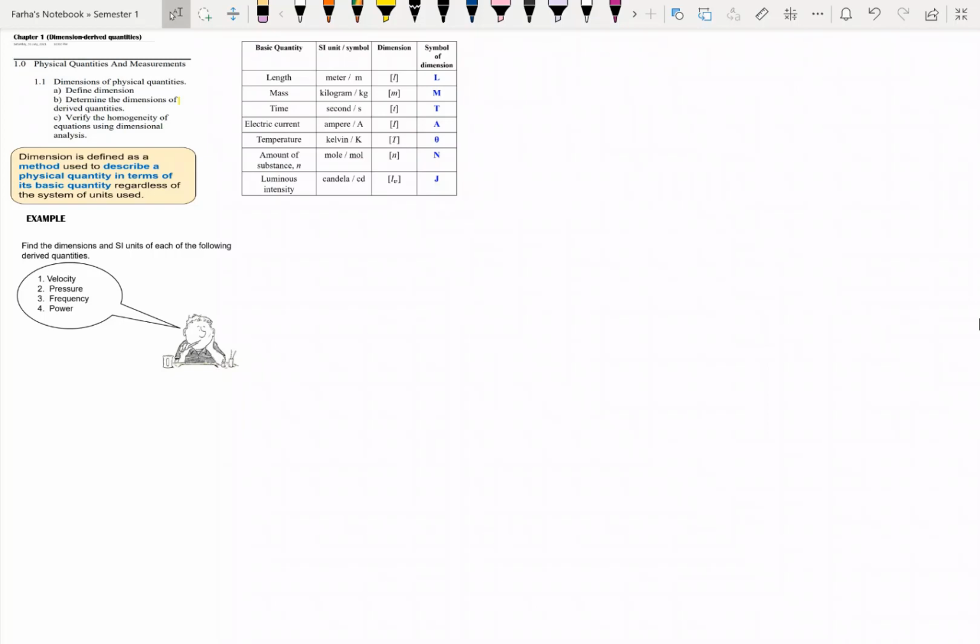In the first topic, physical quantities and measurement, the dimension is defined as a method used to describe a physical quantity in terms of its basic quantity regardless of the system of unit used. Okay, so there are two functions of dimension. The first one is to determine the dimension of derived quantities, and the second one is to verify the homogeneity of equation using dimensional analysis. Okay, in this video, I'm going to discuss B, which is determine the dimension of the derived quantities.